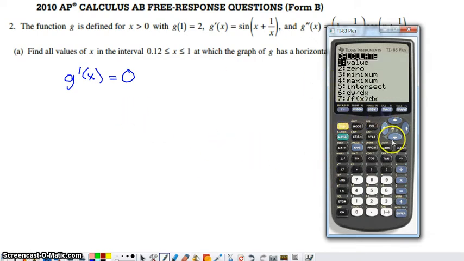And you just have to take a minute or two to go through the zero process on the calculator in order to determine what those values are. So it's going to take me a minute to click through this. I'm going to pause the video and I'll get the answers going here and we'll discuss.